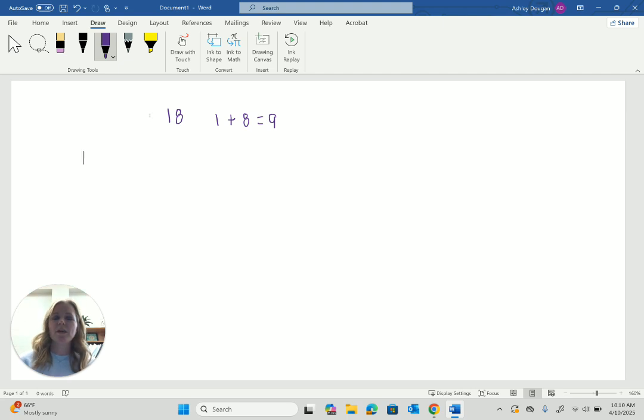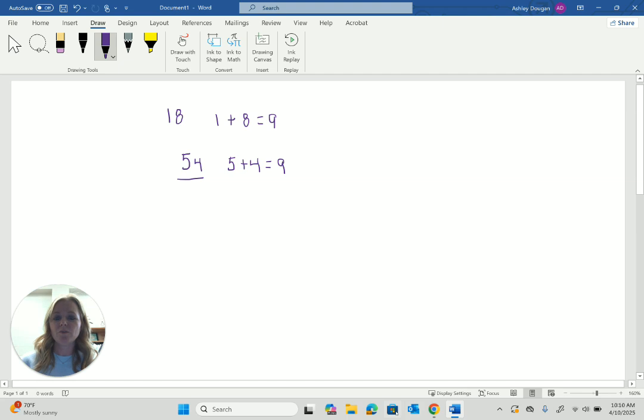And this is helpful if you have larger numbers. For example, maybe 54. I would say 5 plus 4 is 9. 9 is divisible by 3, so I know 54 is also divisible by 3. If I were to take 54, divide it by 3 in my calculator, I would get a whole number answer back.